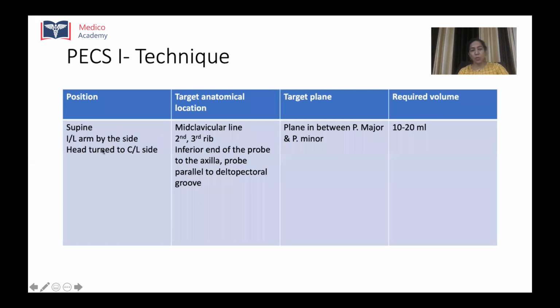So PEX 1, the technique is that the patient is made to lie supine with ipsilateral arm by the side, head turned towards the contralateral side. The target anatomical location will be the mid-clavicular line, and that is followed along the second and the third rib. The inferior end of the probe is tilted towards the axilla. The probe is parallel to the deltopectoral groove, and we target a plane in between the pectoralis major as well as pectoralis minor, and deposit about 10 to 20 ml of the local anesthetic drug or local anesthetic mixture into that space.